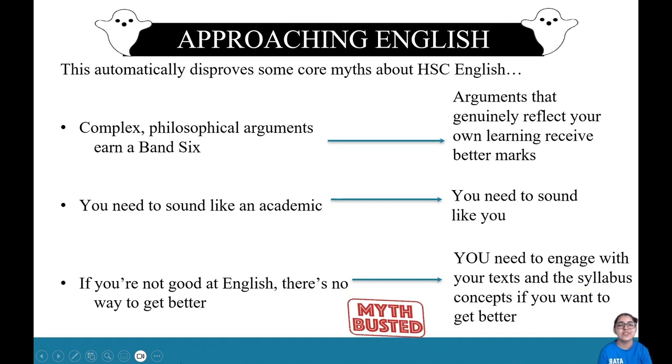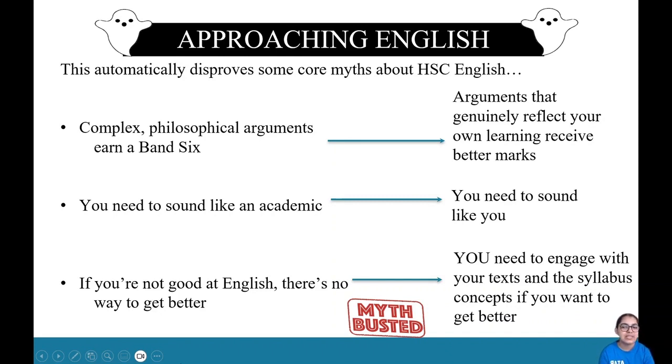Your arguments have to reflect your understanding, and they reflect your understanding if you put out a point, you back that point up with your textual analysis, and you reiterate that. That's telling the marker that, hey, this was in the text, this is how I interpret it, this is what I think this means, this is how I think the author is trying to achieve their purpose, and therefore this is how I have engaged with the text. So that genuine reflection on your own learning will help you. Arguments that do that are going to get you Band 6s, that show the marker that you've engaged with the text, that you've thought it through.